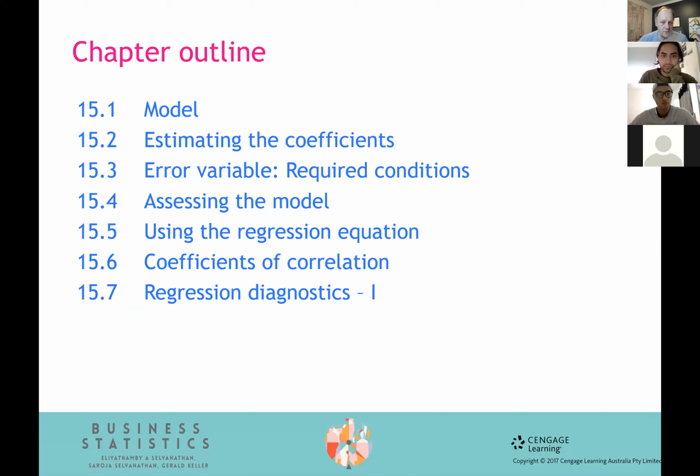So first of all, we start off with a model, and then we're estimating the coefficients. And then we're going to look a little bit around error variables and assessing the model. But we're not going to focus on 15.3 or 15.4. We're going to focus on 15.5 using the regression, and not so much on 15.6 and not so much on 15.7. So the main thing we're going to look at is modeling, estimating the coefficients, and then using it. How are we using it? Does that make sense? You made note of that? Yep. Good.